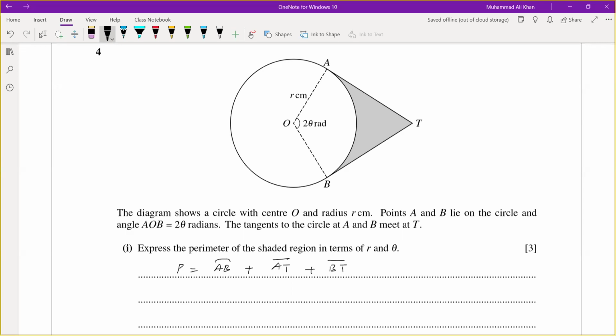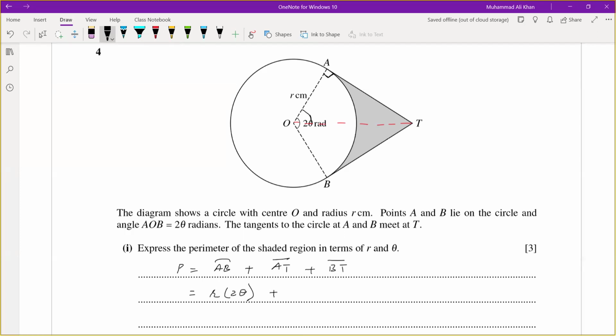Now, अब आप देखिए, अगर हम एक स्ट्रेट लाइन बना लें यहां पर, actually we have AB and AB equals to r theta. Radius is r and theta is 2 theta. But we don't have AT and BT. So for AT or BT, अगर एक straight line यहां बना लें, here is 90 degrees. Because angle between tangent and radius is 90.